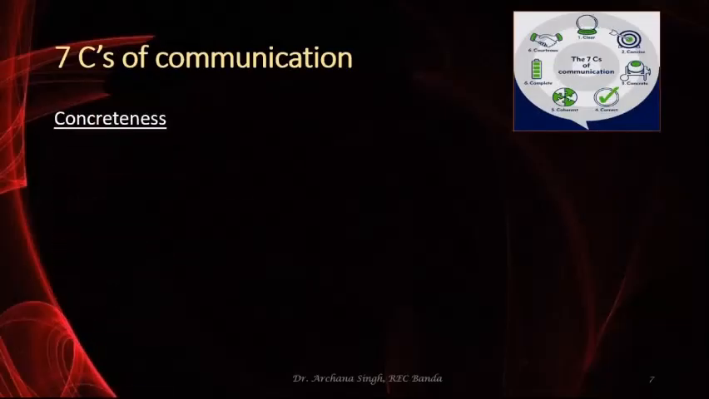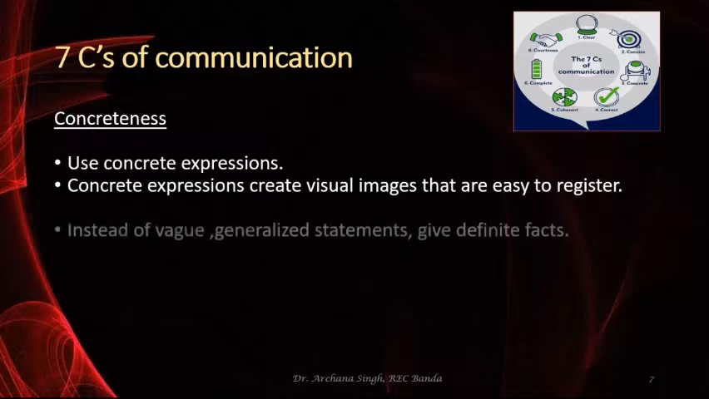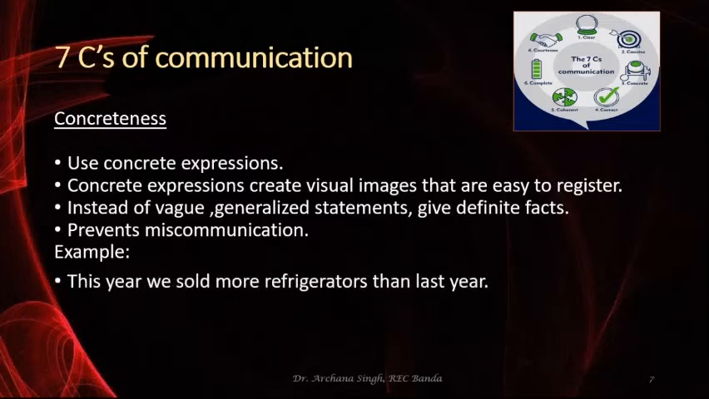Next is concreteness, which means you don't give abstract ideas. You need to give concrete expressions so that the listener or reader can visualize your idea. Concrete expressions create visual images that are easy to register. Instead of vague, generalized statements, give definite facts. It also prevents miscommunication. If you provide facts and figures rather than generalized statements, it gives the person a clear idea. For example, this year we sold more refrigerators than last year.